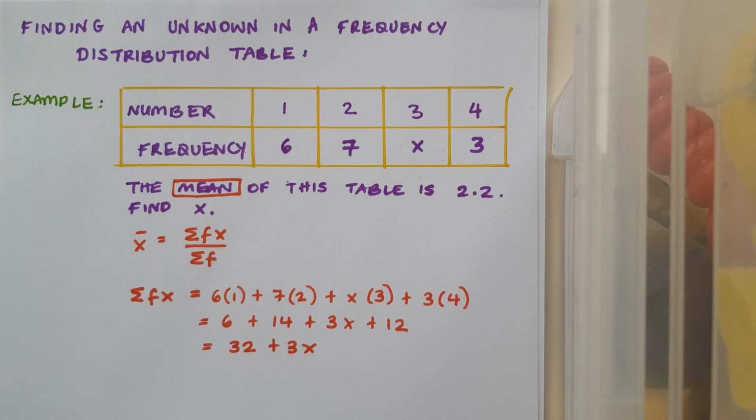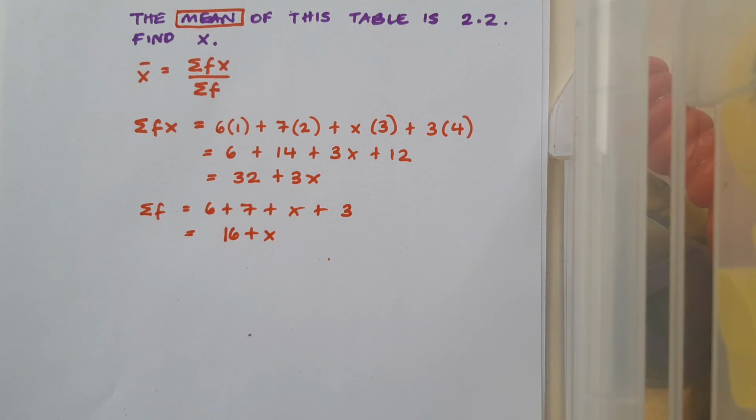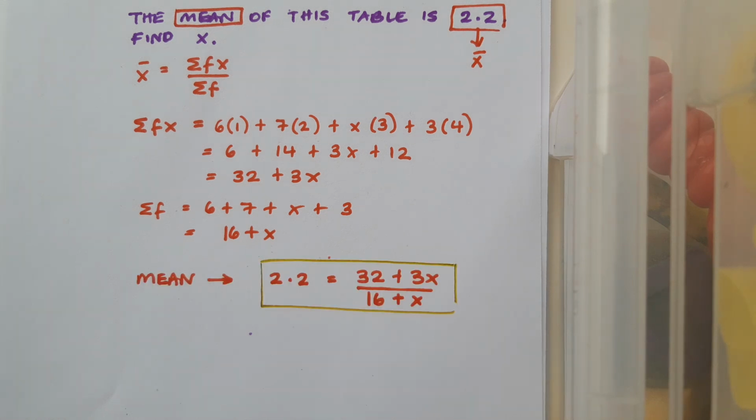Now I'm going to evaluate summation f. So here's my calculation in progress, and when I simplify this, I get 16 plus x. So now I'm going to fill these along with my mean value into the formula for mean. So this is the equation that I'm going to work with then. And again, pause the video at this stage and see if you're able to calculate the value of x.